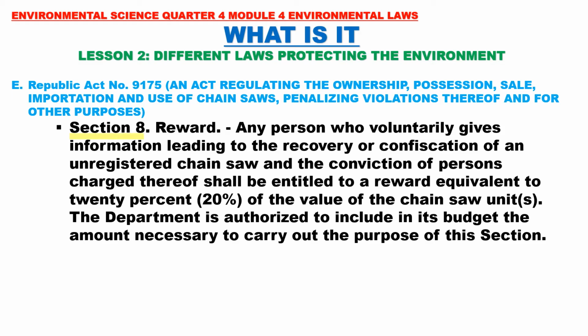Section 8 of RA 9175 states the reward. Any person who voluntarily gives information leading to the recovery or confiscation of an unregistered chainsaw and the conviction of persons charged thereof shall be entitled to a reward equivalent to 20% of the value of the chainsaw units. The department is authorized to include in its budget the amount necessary to carry out the purpose of this section.